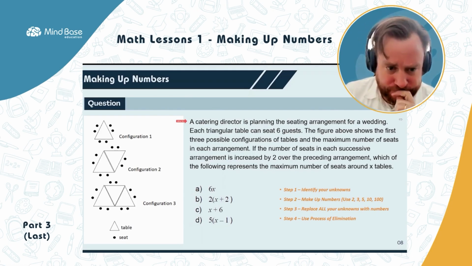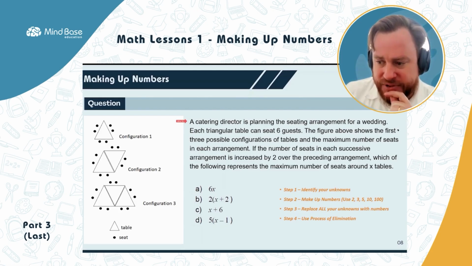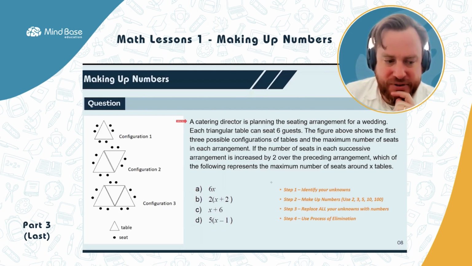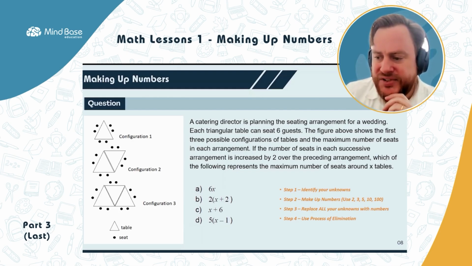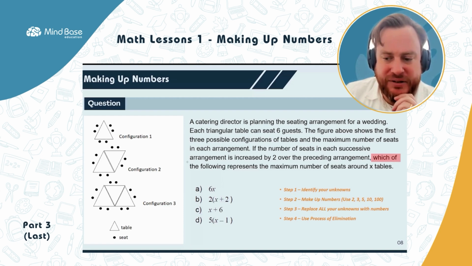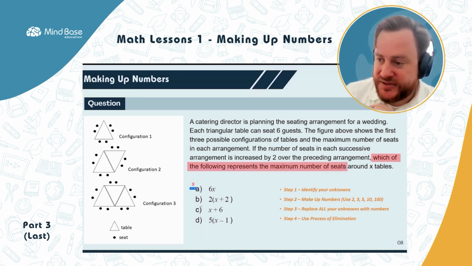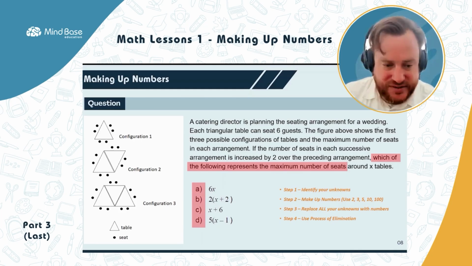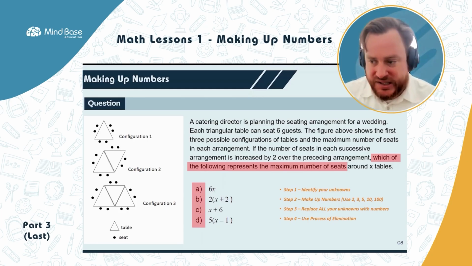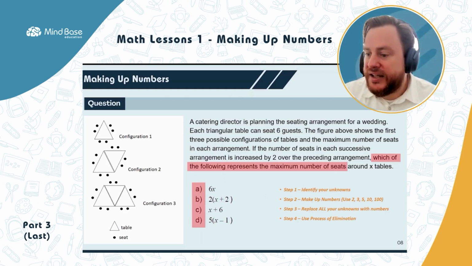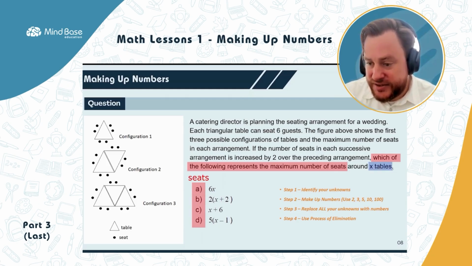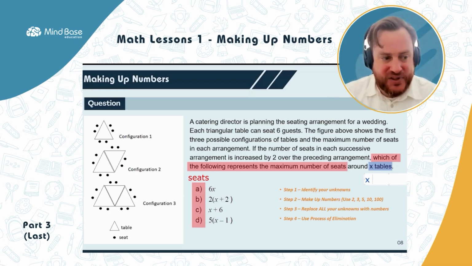Now, I see variables in my answer choices. I see variables in the question, so I can make up numbers here. Now, the question says, which of the following represents the maximum number of seats? That means that these answer choices represent seats. And then they tell me X tables, X number of tables. So that means that X is the number of tables.